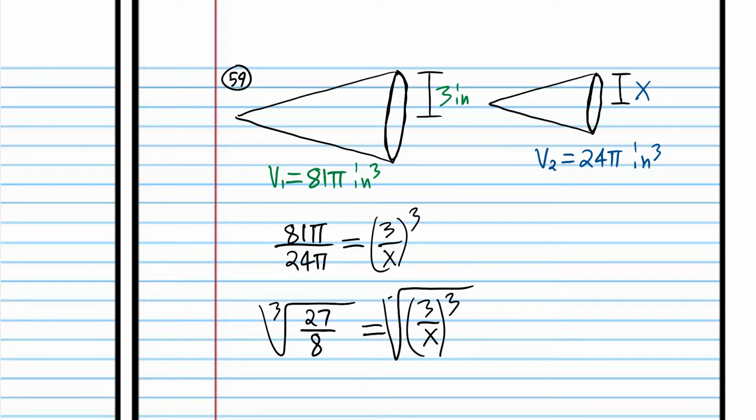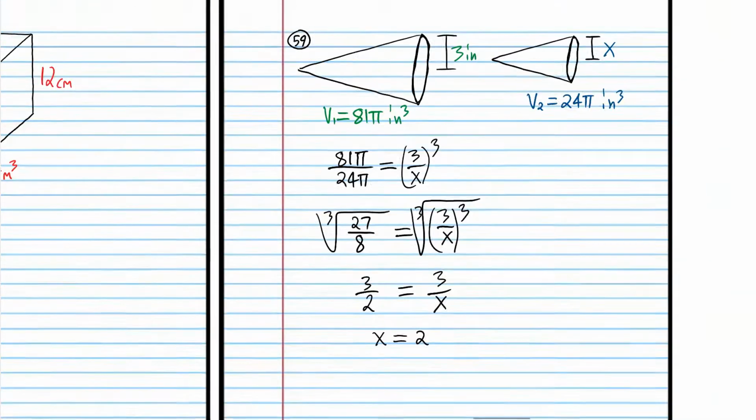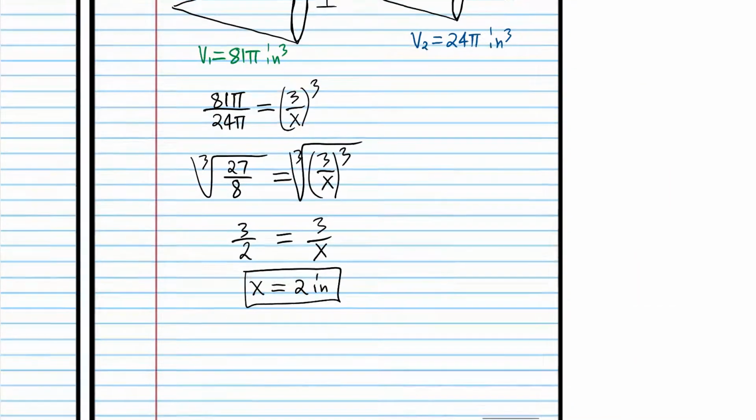So we cube root, and that gets rid of the third power. Now this, again, you can enter 27 into your calculator, divide by 8, get a decimal, and then take the cube root of that. Or you can just realize that the cube root of 27 is 3, and the cube root of 8 is 2. And then we see that x is equal to 2. Again, it's just another way to do it, so that is inches. So if you got 2 inches, good job.